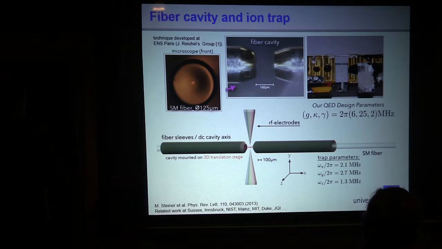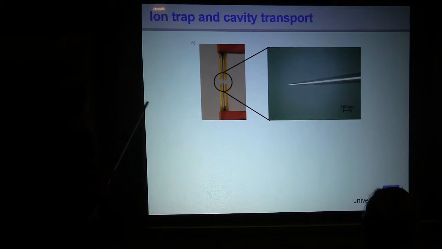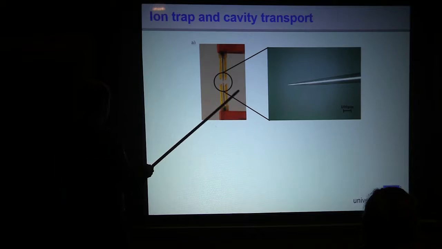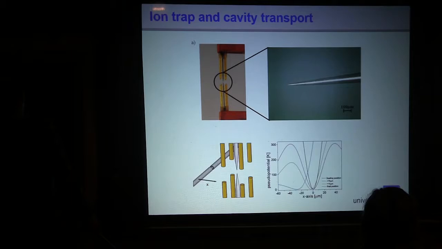Here are some experimental pictures for those of you who are interested. That's the electrodes here in the center, just these needles. Here's the optical microscope image, and around this there are some compensation electrodes. And so the strategy is to start with something like this, float an ion in here, and the cavity is on a mechanical translation stage, and once the ion is trapped, the cavity just shifts over and is overlapped with the ion to interact.